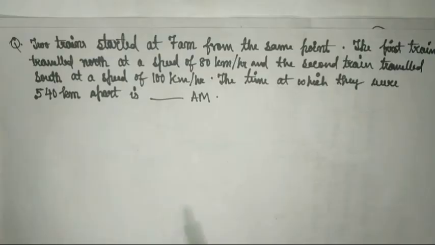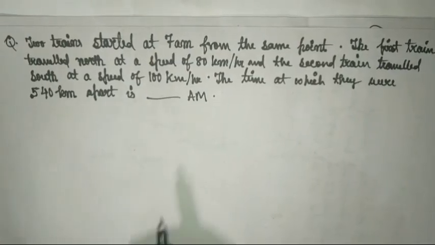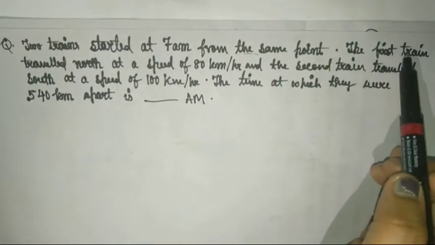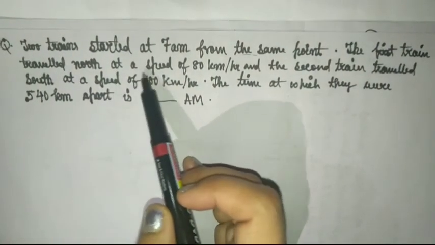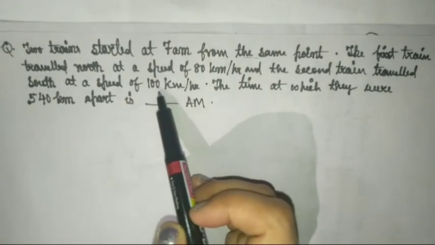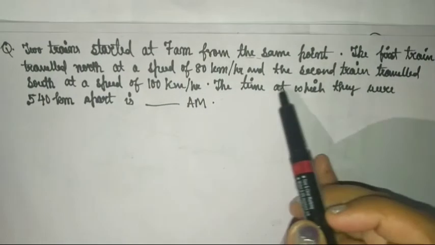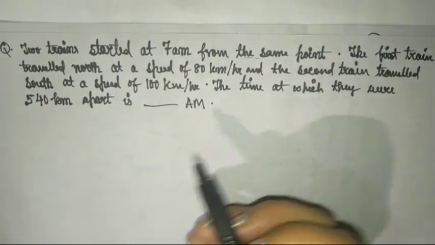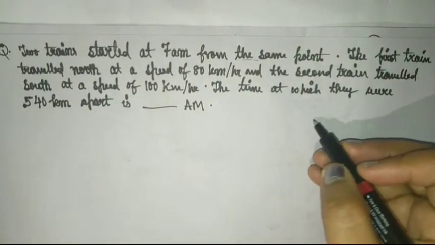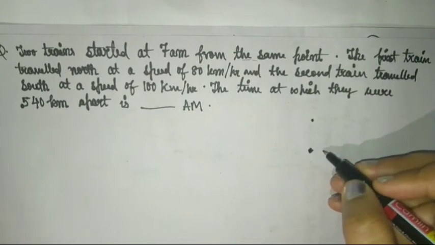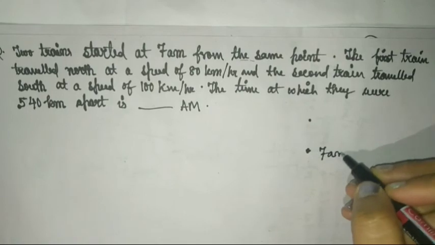Alright, see this question, how to solve this. Two trains started at 7 a.m. from the same point, and the first train traveled north at a speed of 80 km per hour, and the second train traveled south at a speed of 100 km per hour. Then the time at which they were 540 km apart is how much a.m.? According to the question, they both started from the same point at the same time, that is 7 a.m.